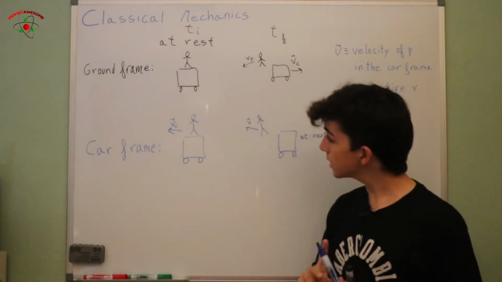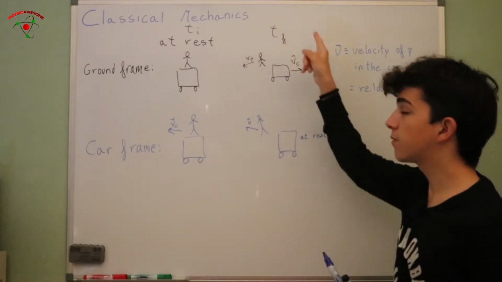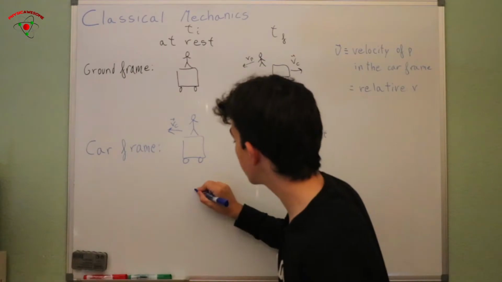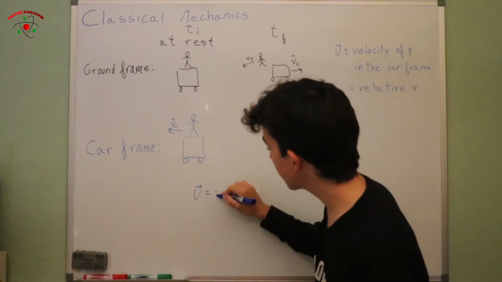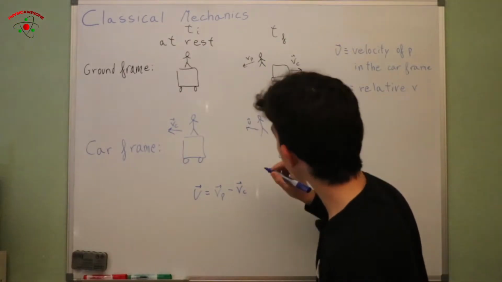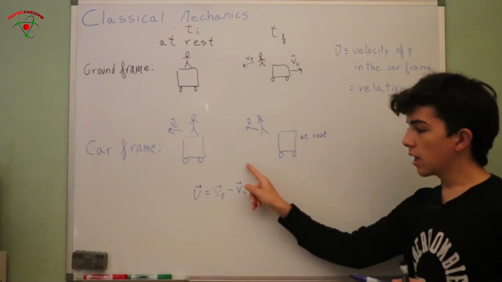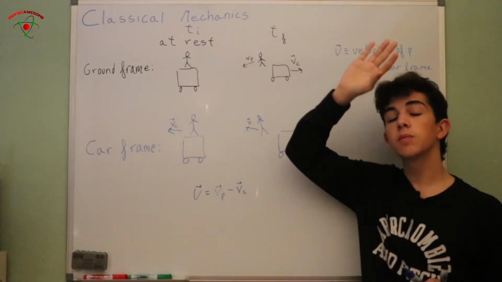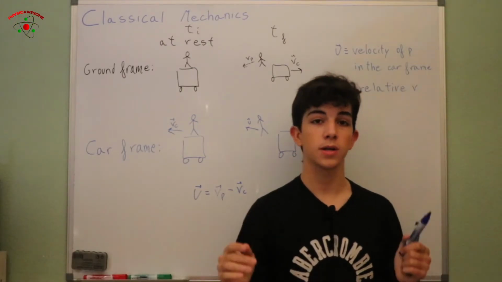Therefore, we can easily calculate u using this notion in terms of the final time of the ground frame. And we see that u, the relative velocity, is going to be equal to v_p minus v_c, this v_p and this v_c. And this will be a very useful tool to translate the situation between the different frames, which will be a very important notion when solving rocket problems.